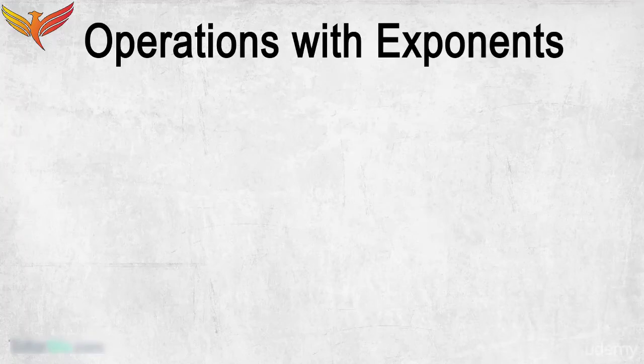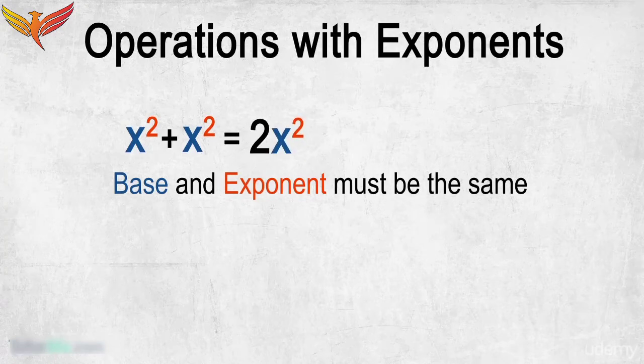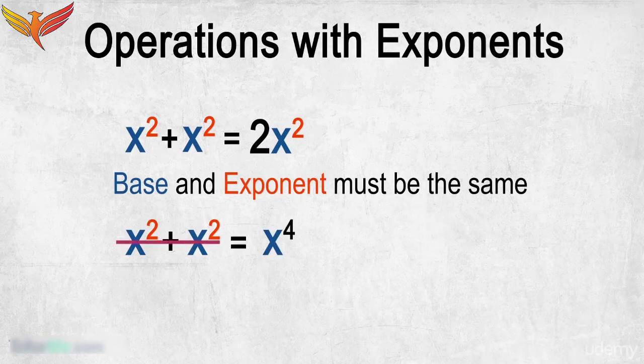To add exponents, the base and the exponents must be the same. So x squared plus x squared is simply 2x squared. One of the most common mistakes you'll see is students seeing x squared plus x squared and thinking that it's x to the 4th. Remember, with addition, the value of the exponent never changes. It's the coefficient that changes.